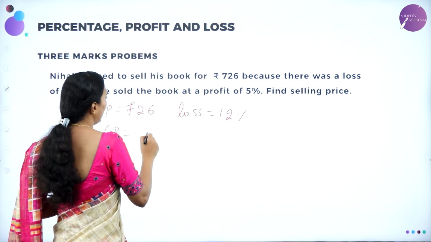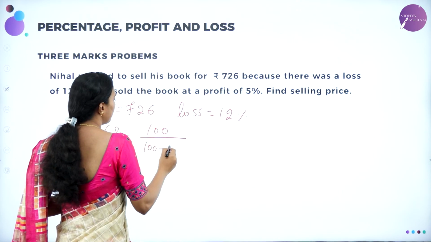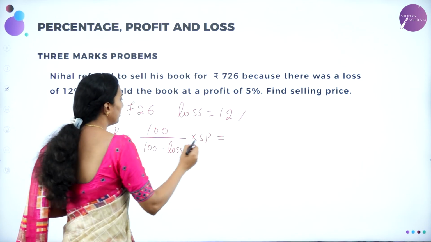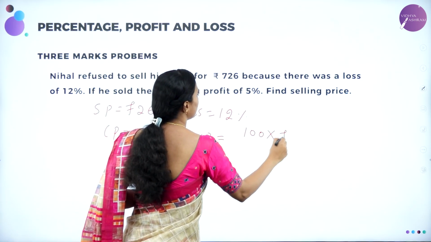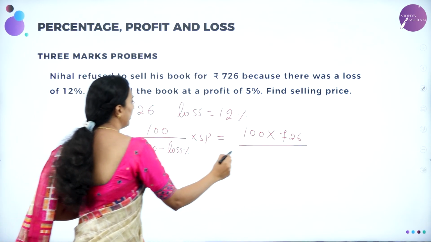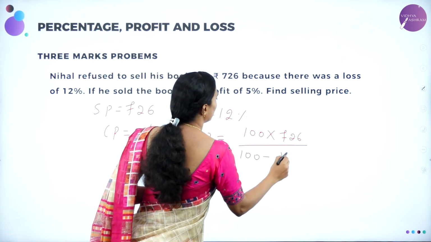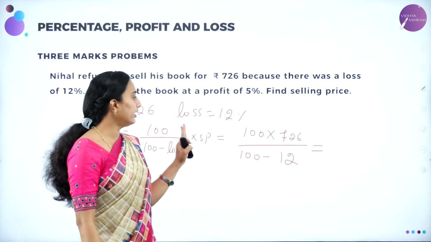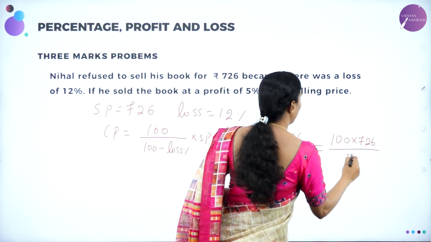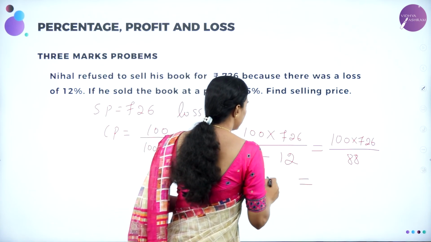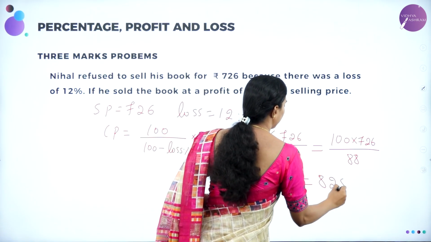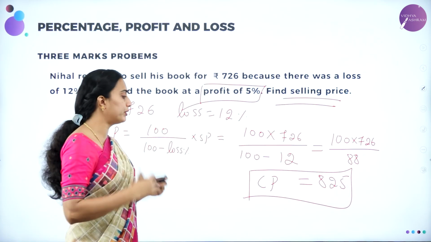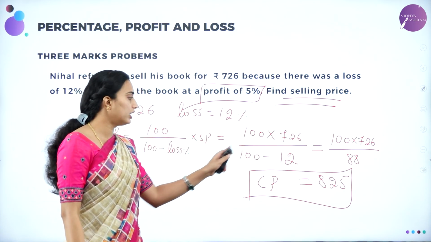CP will be equal to 100 divided by 100 minus loss percentage into SP, which will be equal to 100 into SP, which is 726, divided by 100 minus loss percentage, which is 12. So after calculating this, 100 minus 12 gives you 88. 100 into 726 divided by 88. So you are going to get the answer: CP will be equal to 825. Okay. Now what have they asked? They have asked you to find the selling price after gaining a profit of 5%. Therefore, what will be 5% of CP?